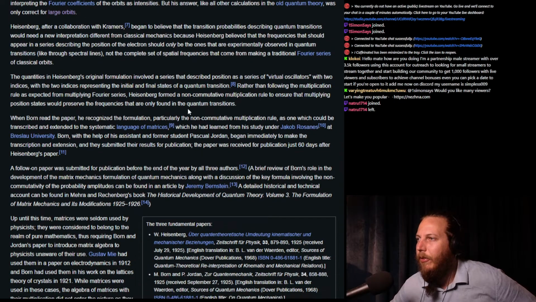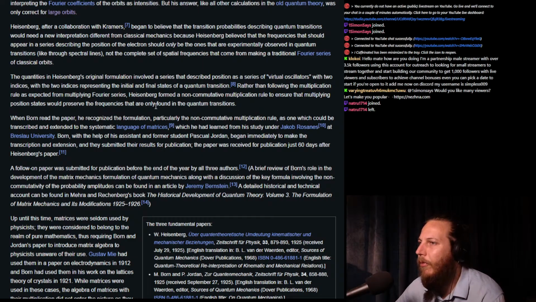In Heisenberg's original formulation, he used a series that described position as a series of virtual oscillators with two indices, with the two indices representing the initial and final states of a quantum transition. Rather than following the multiplication rule as expected from multiplying Fourier series, Heisenberg formed a non-commutative multiplication rule to ensure that multiplying position states would preserve the frequencies that are only found in the quantum transitions.